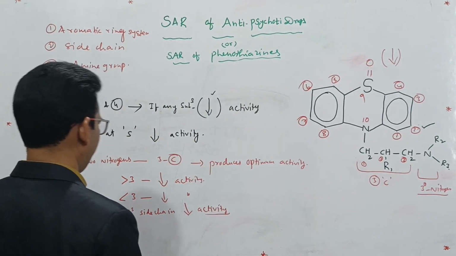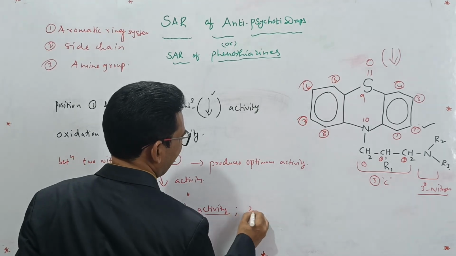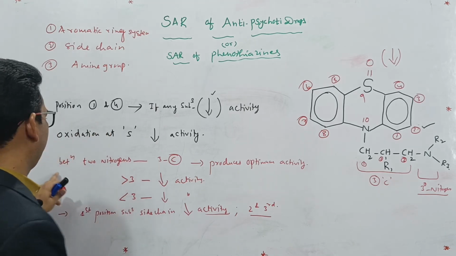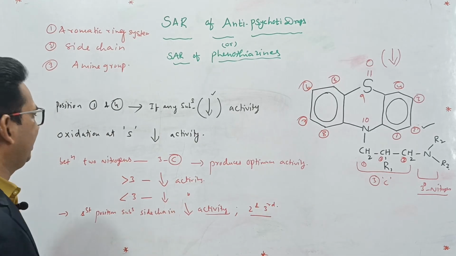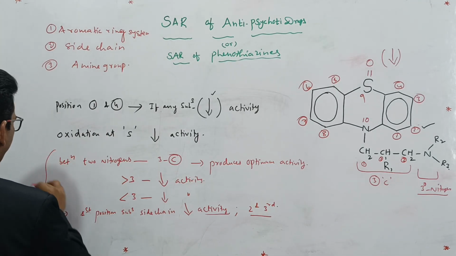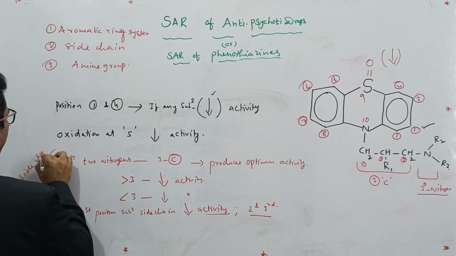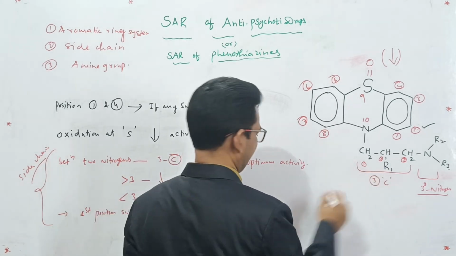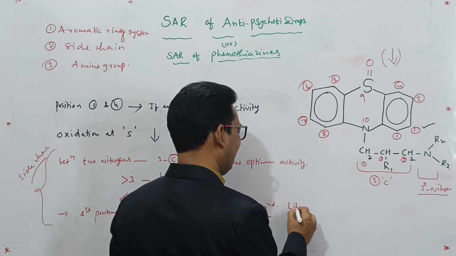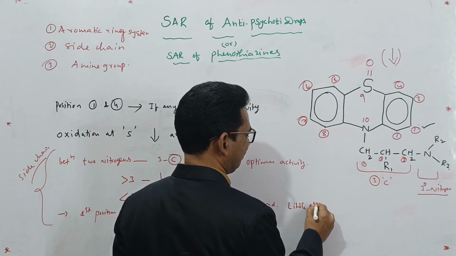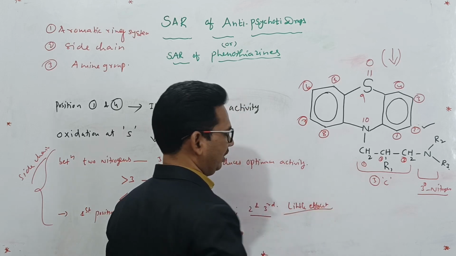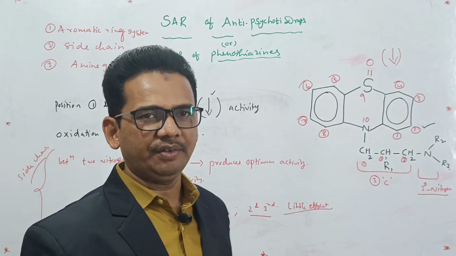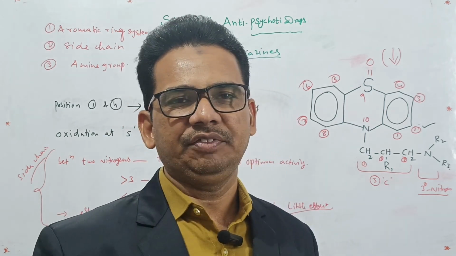But you can see at the second and third position, I am discussing the side chain. All these points come under the side chain only. These points are related to the side chain. Now see, second and third position, very little effect it will have. If you are introducing any halogens or any alkyl groups or whatever it might be, very little effect it will have.